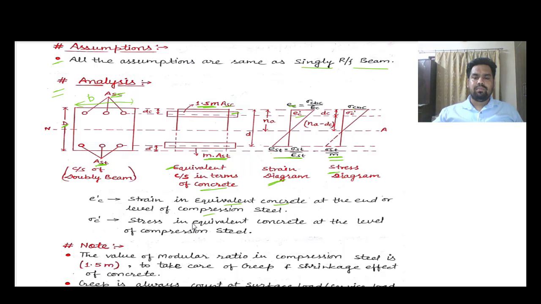but there are some changes in the compression zone. Sigma cbc is the permissible stress of concrete in the compression zone, but there is a new term here which is sigma c dash. Here sigma c dash is the stress in equivalent concrete at the level of compression steel. So we have to draw this type of section for the analysis part.